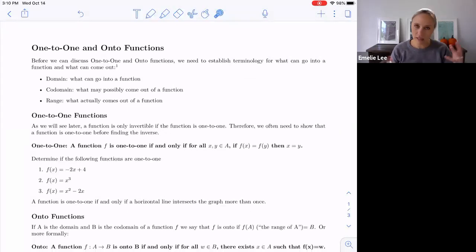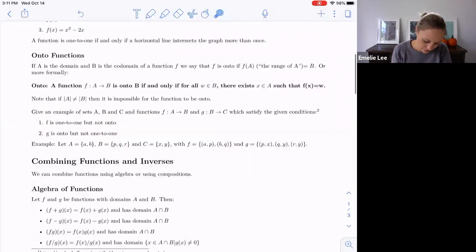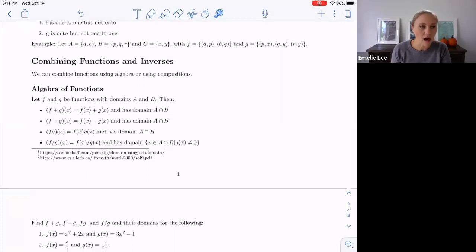Okay. Everything that I'm saying is already typed up, so I'm having a hard time knowing what to highlight here. But anyways, here we go. So we talked about the domain, the codomain, and the range. I also put in two footnotes down at the bottom with links to where I sourced some of this stuff. So if you want to read further, then you can.